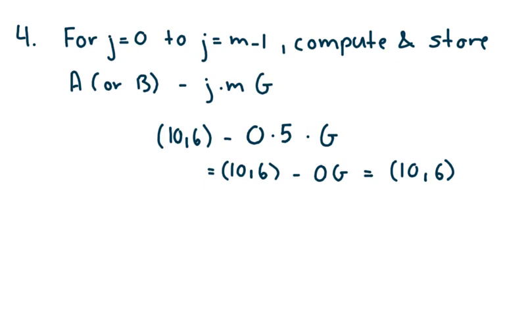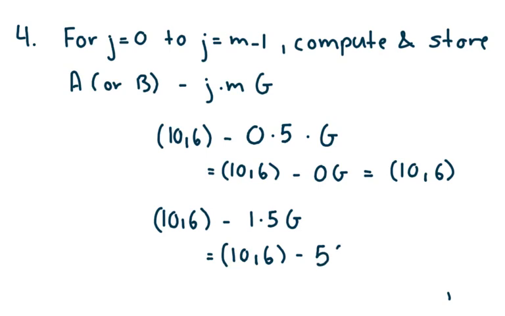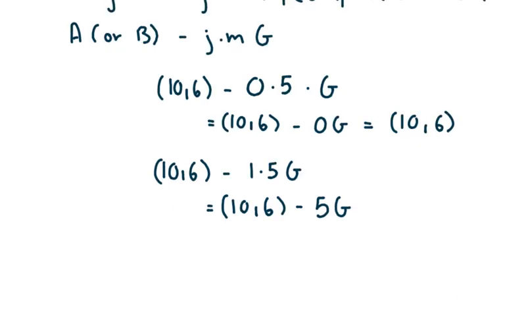Now on the second iteration of this sequence, Eve is going to have 10, 6 minus 1 times 5g, or 10, 6 minus 5g. So then Eve is going to need to compute 5g by using point addition. So she's going to compute 5g to be 9, 16. So she's going to simplify 10, 6 minus 9, 16.